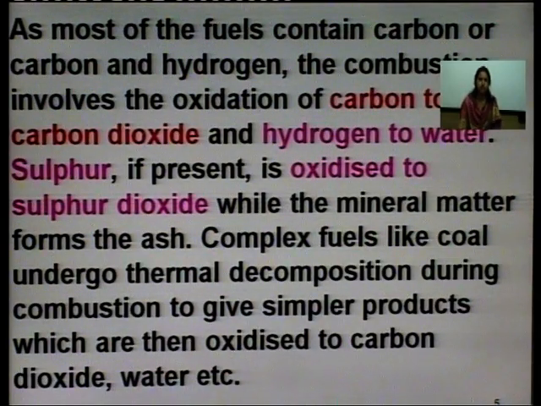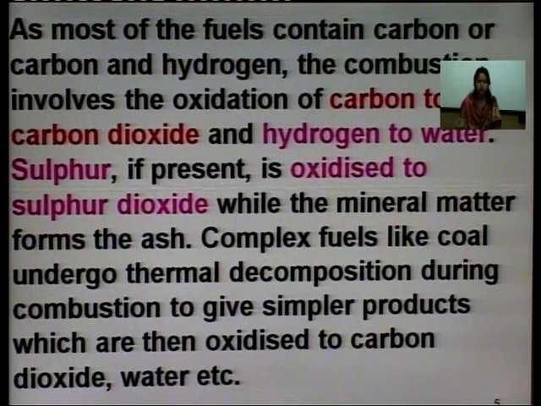The complex fuels like coal undergo thermal decomposition during combustion to give simpler products, which are then oxidized to carbon dioxide and water. So, these are the changes which occur during combustion: the elements present in the fuel like carbon, hydrogen and sulfur are converted into carbon dioxide, water and sulfur dioxide respectively. And what about the mineral matter? The mineral matter, if present, is converted into ash. What is ash? Ash is the non-combustible matter which is left after the combustion.